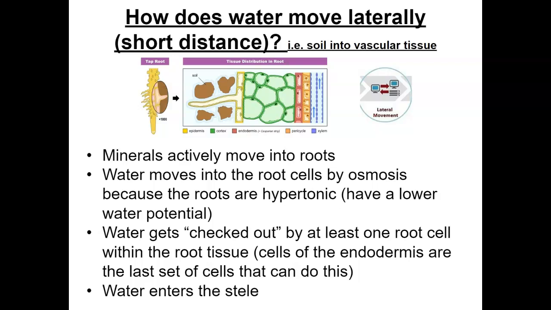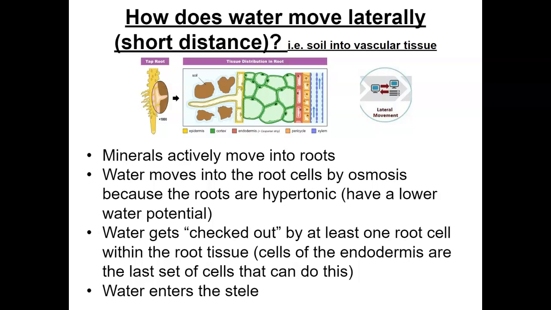But once water moves into the plant itself through the roots, water has to be checked out by at least one root cell within the root tissue system before it can get to the stele. By checked out, I mean that water has to be able to go through a plasma membrane of at least one cell. At least one time, it must go through a plasma membrane because there are proteins in the plasma membrane that will regulate the movement of other substances into the cell, right? So we don't want certain things to come into the cell. We only want what the plant needs to come into the cell.